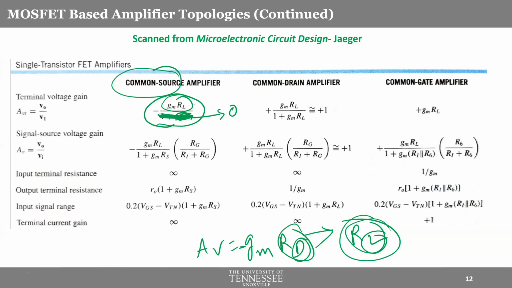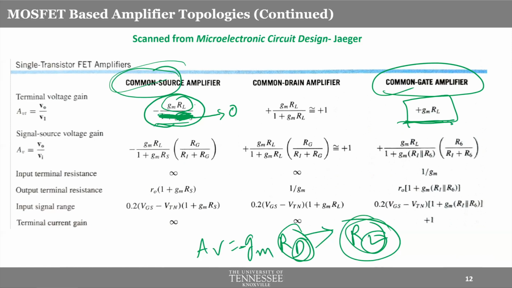Now, I would like to point out one key difference here between common gate amplifier and common source amplifier. You see, common gate amplifier has a positive gain. That means it's not going to be inverting the input, but common source amplifier will be inverting the input.